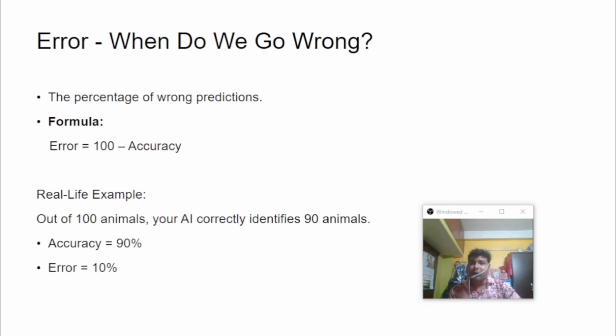Second, error. When do we go wrong? The percentage of wrong predictions. Formula is error equals 100 minus accuracy. We assume 100 is the total, subtracted from accuracy.